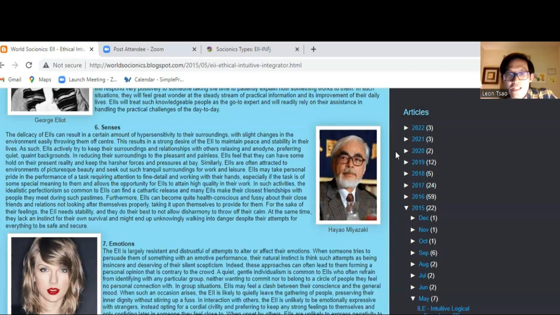So maybe this is extrapolating too much, because I think INFPs do go around in a tranquil, quiet kind of way, but I think it's extrapolating too much about where we prefer to live. Because I think that has to do with more personal tastes.